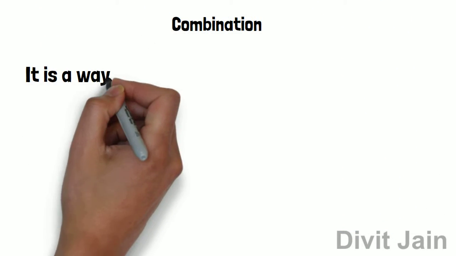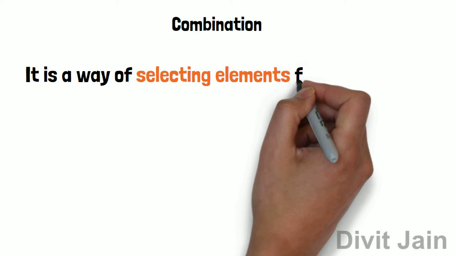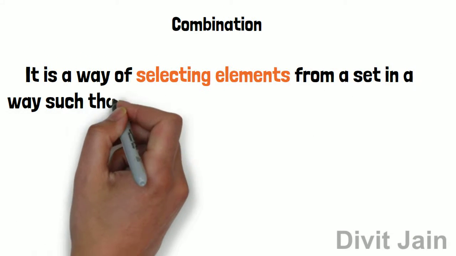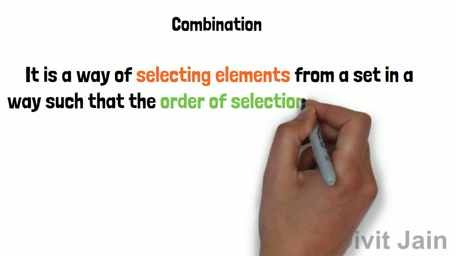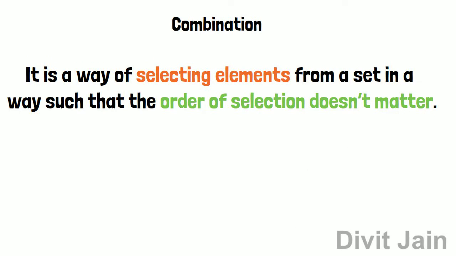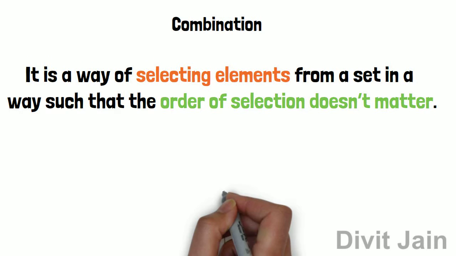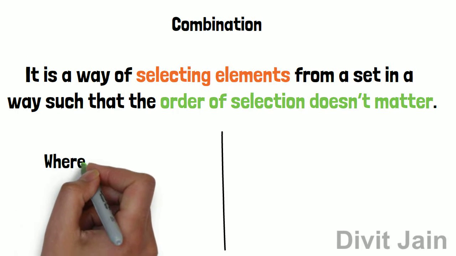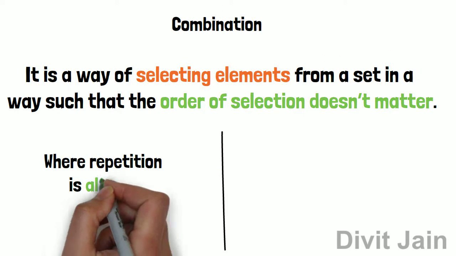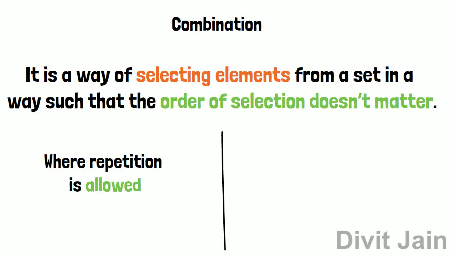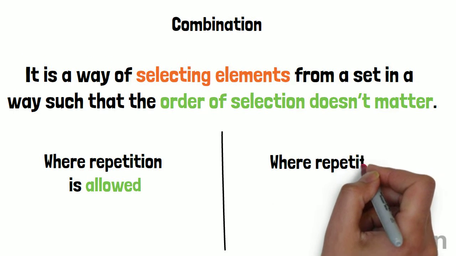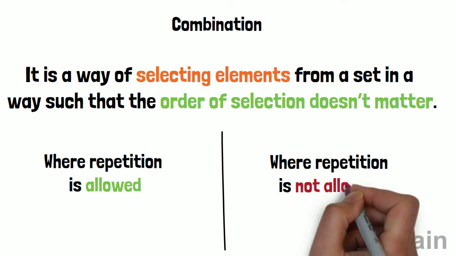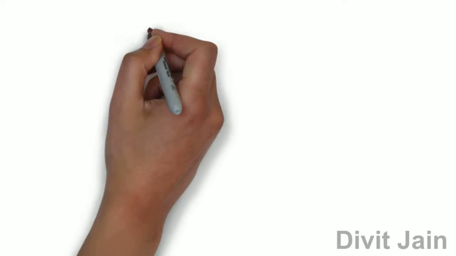Now the question comes, what is combination? It is a way of selecting elements from a set in a way that the order of the selection does not matter. Like red pencil and blue pencil is equal to blue pencil and red pencil, and in the case of permutation they were not equal. There are 2 types of combination, where repetition is allowed and where repetition is not allowed.